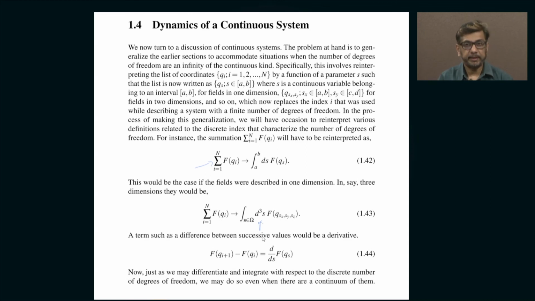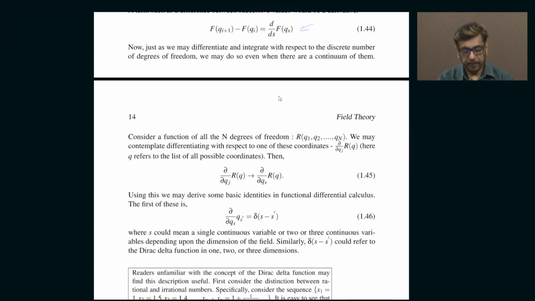Obviously it will look like integration, because we are now going to be studying the transition to a continuum. Similarly, if I am talking about differences between successive functions where the discrete indices are successive, that obviously corresponds to the notion of a derivative when you go to the continuum case. So that's what it's going to look like.